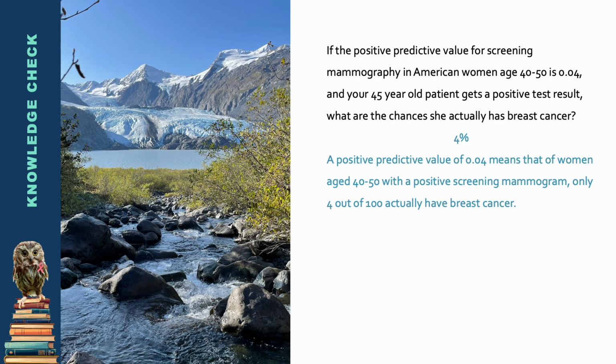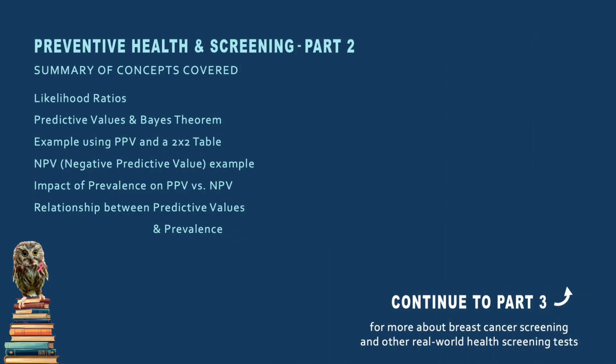Positive predictive value describes how likely it is that a positive test result in a given patient population represents a true positive. Continue to the third and final part of the lecture for more about preventive health screenings.